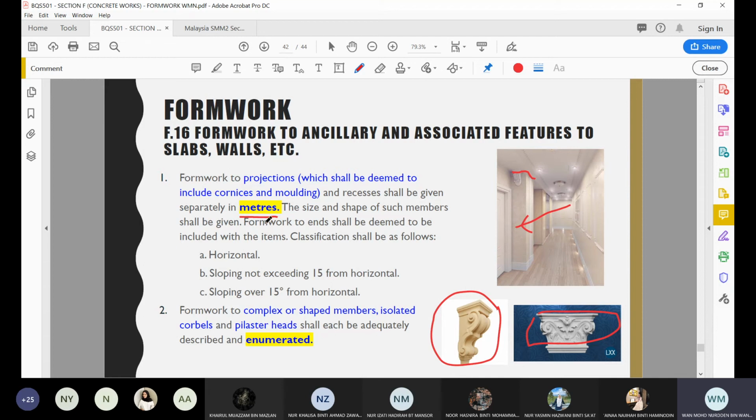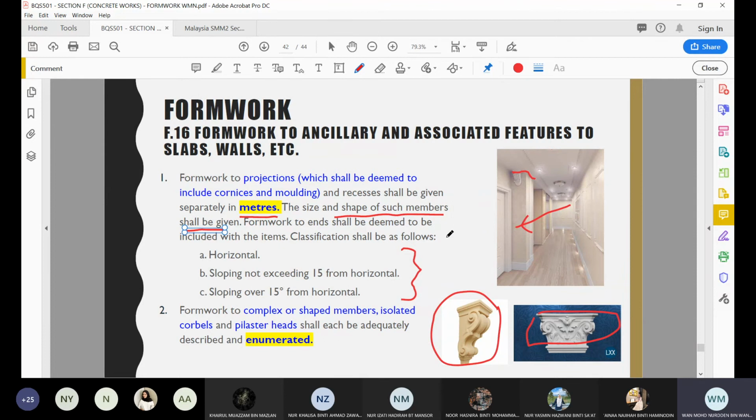Okay, perlu di state dalam meter lah. The size and shape of such members shall be given. Okay, size dia, bentuk dia boleh dinyatakan lah. Forward to ends shall be deemed to include with the items classification macam biasa. Okay, dia punya apa ni?